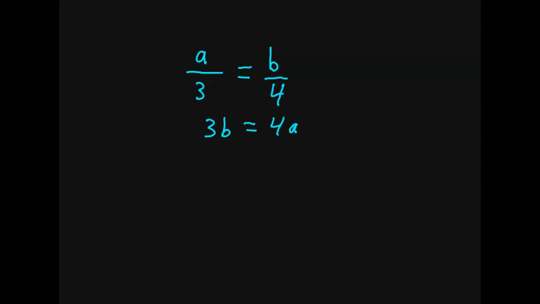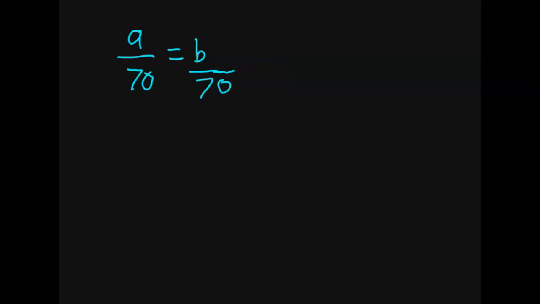Let me show you just a couple examples of why maybe it's not really all that great or all that convenient. Now with this one, we have a over 70 equals b over 70. If I do this in the standard way using the lowest common multiple, it's extremely easy. I'm just going to multiply both sides by 70, or 70 over 1 if you prefer. The 70's cancel out. And I just get a equals b.